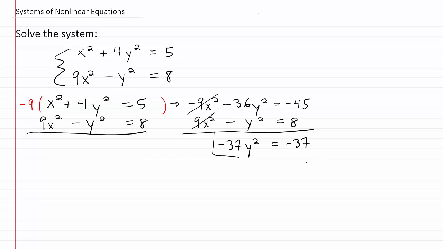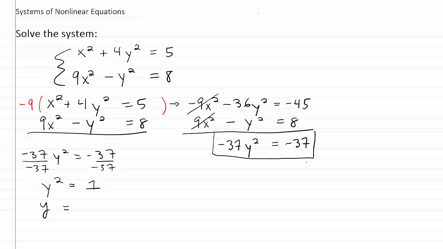Okay, so with this result, I can take this equation and solve it for y squared. So I can say -37y squared is equal to -37, and then divide both sides by -37. Giving me that y squared is equal to +1, and then I can solve that by saying y must be equal to plus or minus the square root of 1, or in other words, plus or minus 1. Alright, so once I have solutions for y, I can then use those solutions to find answers for x squared.